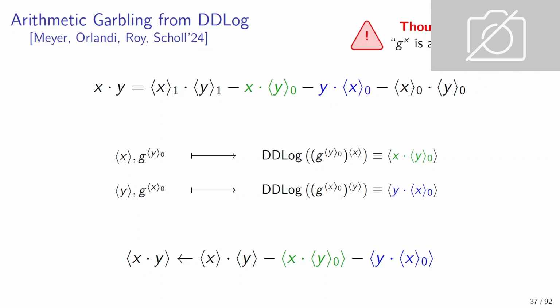However, I said the garbler doesn't know what the inputs are, but he does know what his own share of the inputs are, because he chooses them. So he can just encrypt shares of the inputs instead of encrypting the inputs. And so then it all works out.